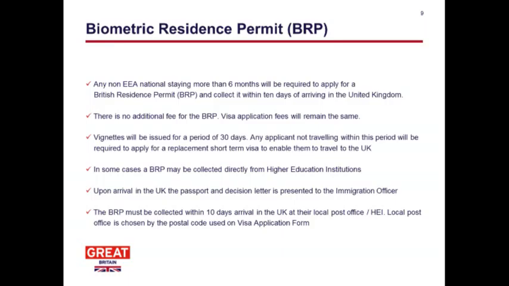In some cases, a BRP may be collected directly from the higher education institutions. Upon arrival in the UK, the passport and decision letter is presented to the immigration officer. The BRP must be collected within 10 days of arrival in the UK at their local post office or higher education institution. And the local post office is chosen by the postal code used on the visa application form.